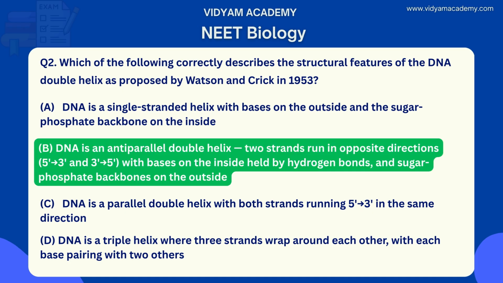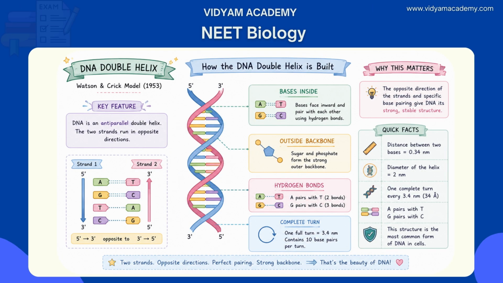Why and how? Let's see the detailed explanation. The Watson and Crick model, which is very famous, has several defining features. The two polynucleotide strands are anti-parallel. One runs 5 to 3, the other runs 3 to 5 in the opposite direction. The sugar phosphate backbone, the deoxyribose sugar phosphate, forms the outer framework of the helix while the nitrogenous bases project inward and pair with each other through hydrogen bonds. A pairs with T via two hydrogen bonds and G pairs with C via three hydrogen bonds.